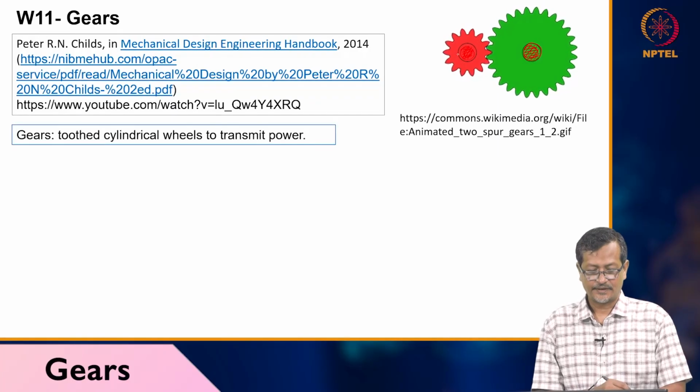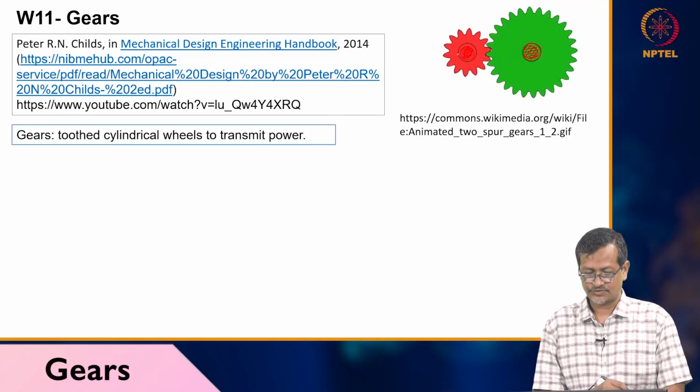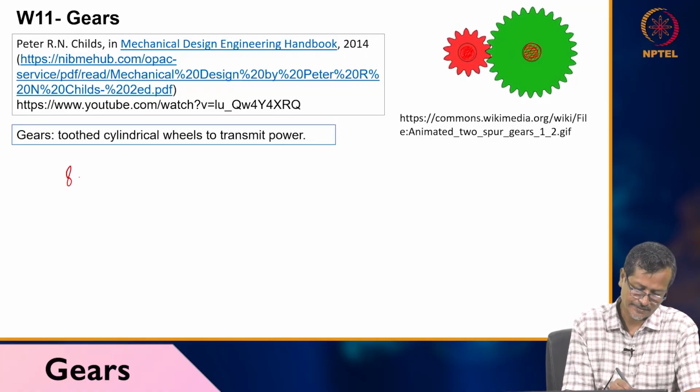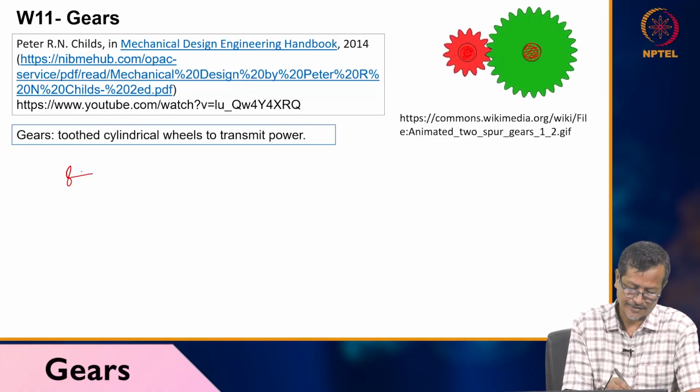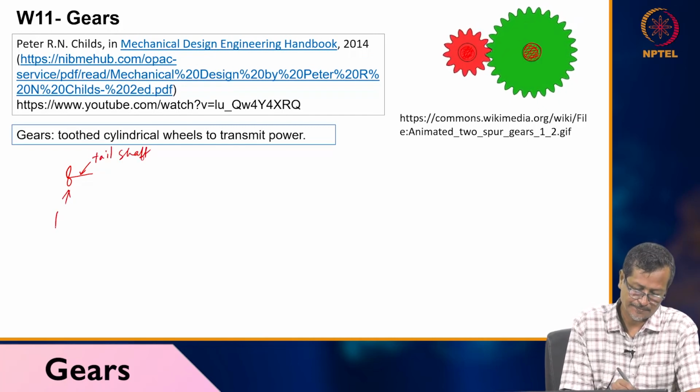Good morning, everybody. We have already started the power transmission system topic. Within the power transmission system, we have seen we have one propeller. The propeller is connected to a tail shaft. Tail shaft. This is the propeller.